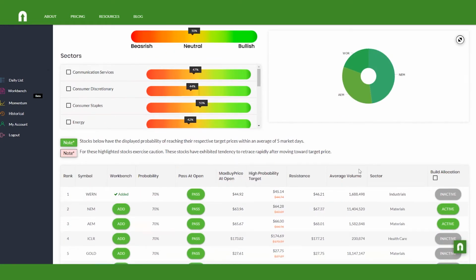Now, let's look at NEM for a moment, right? So we're going to add that. Let's say we bought NEM this morning. The max buy price was before 63.96 with the target of 64.28. So I'm going to go to a chart real quick and show you exactly what NEM did.